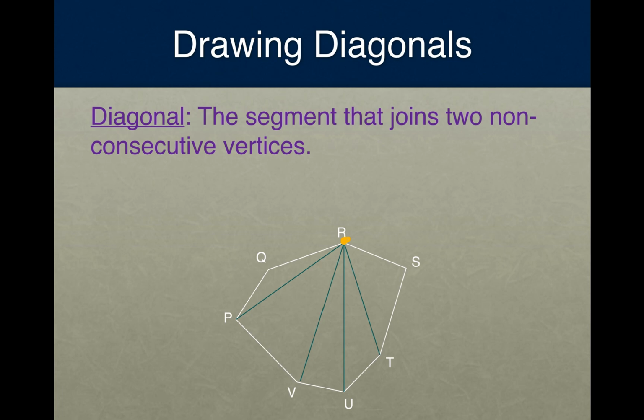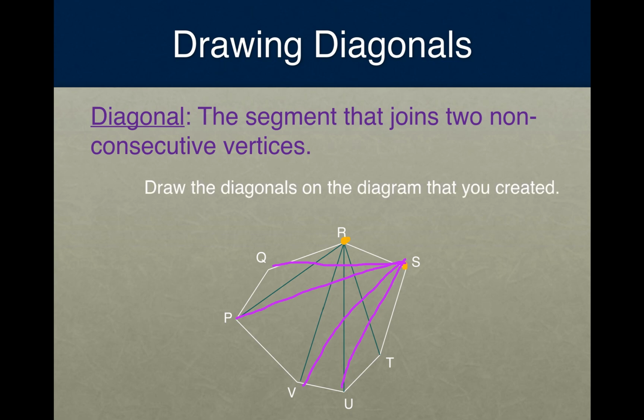You can also start at vertex S and draw a diagonal. We wouldn't draw one to vertex R because they're consecutive, but S and Q aren't consecutive, so I can draw a diagonal to them. And same with SP, SV, and SR, but not ST because those are consecutive. If you want to go back to that first shape you drew and draw the diagonals, you can pause the video to do this.